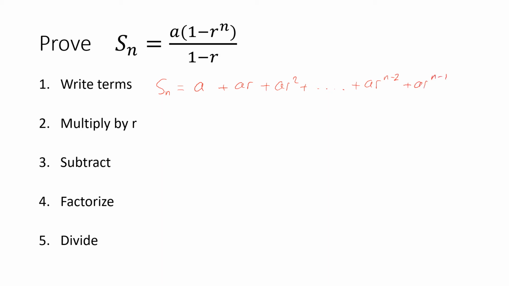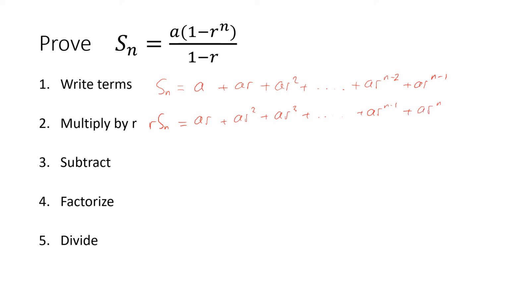In fact, let's actually include even one more term than that. We want to multiply this by r. That means both sides. So on the left-hand side, we're going to end up with rSn. And on the right-hand side, we're going to end up with AR plus AR squared plus AR cubed plus ... and our last two terms will be AR to the n minus 1 and AR to the n.